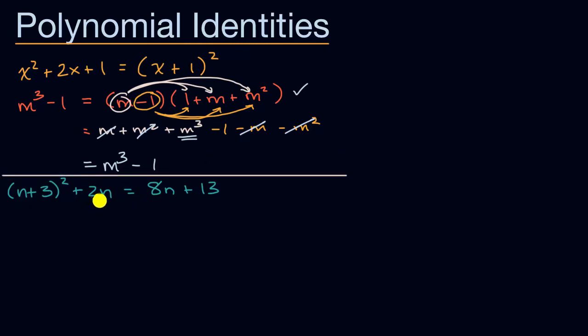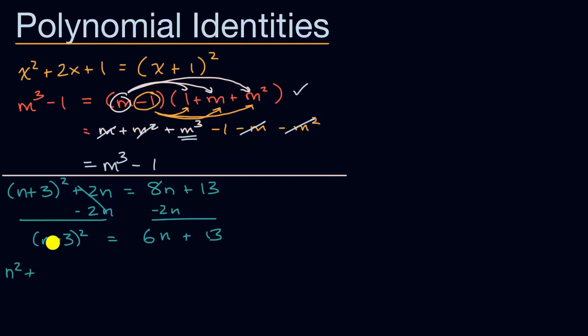Maybe the easiest thing to do first, and you could do this in multiple ways, is I have these n terms, 2n's here, 8n's over here. Well, what if I were to get these 2n's out of the left-hand side? So if I were to just subtract 2n from both sides of this equation, I am going to get on the left-hand side n plus 3 squared. And on the right-hand side, I am going to get 6n, 8n minus 2n, plus 13. Now, what's n plus 3 squared? Well, that's going to be n squared plus 2 times 3 times n.